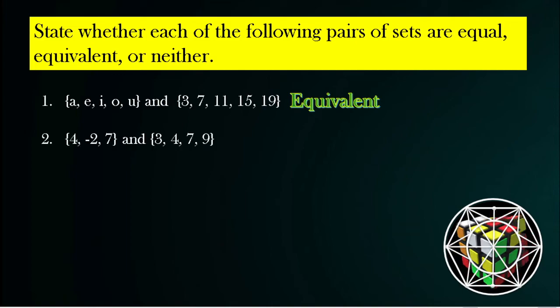Another pair of numbers. Number 2 na tayo. Equal, equivalent, or neither. Okay? That is again true, neither. Obviously 4 dyan, 3 dito. So, hindi na natin i-check yung equality kasi hindi na sila equivalent. So, neither. Tama. You're right.